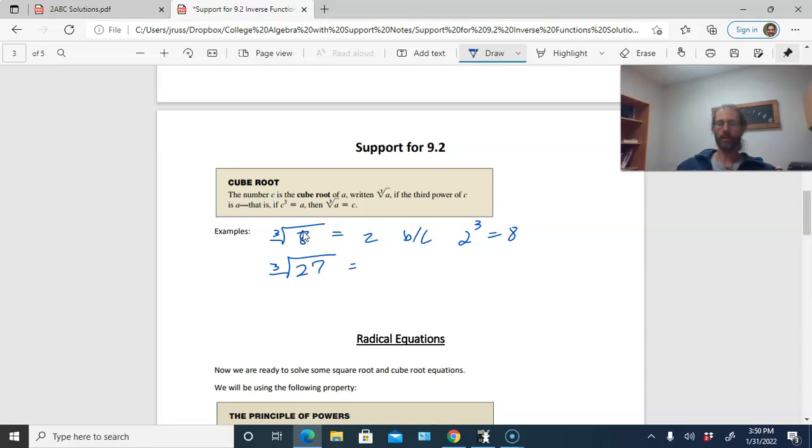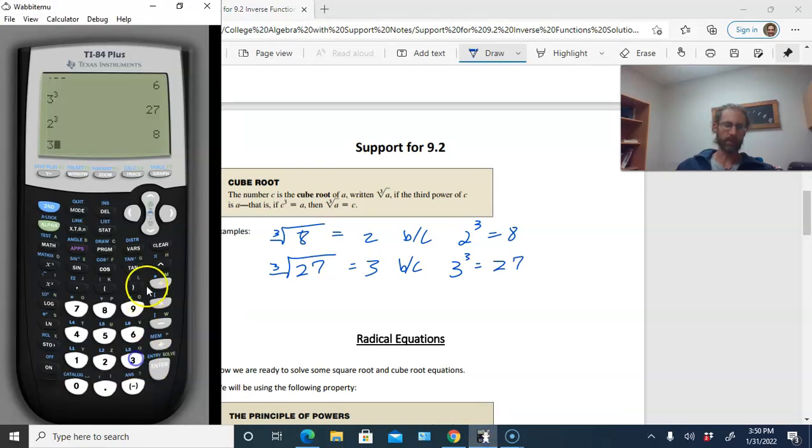Well, we saw this one on the calculator. It's just 3, because 3 to the third power is 27. And you could check this.